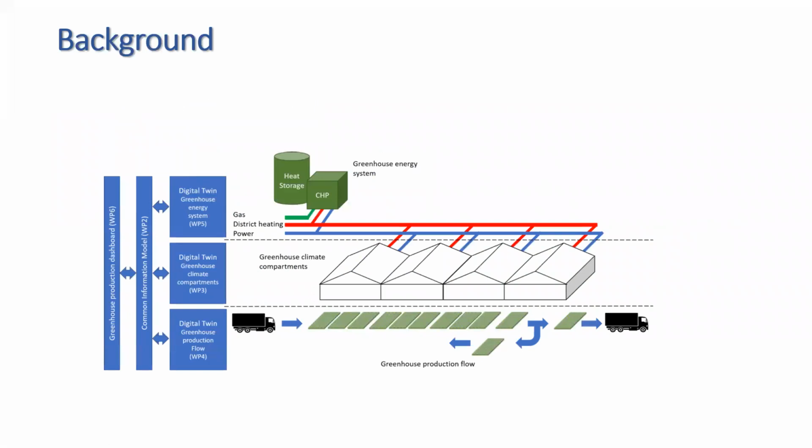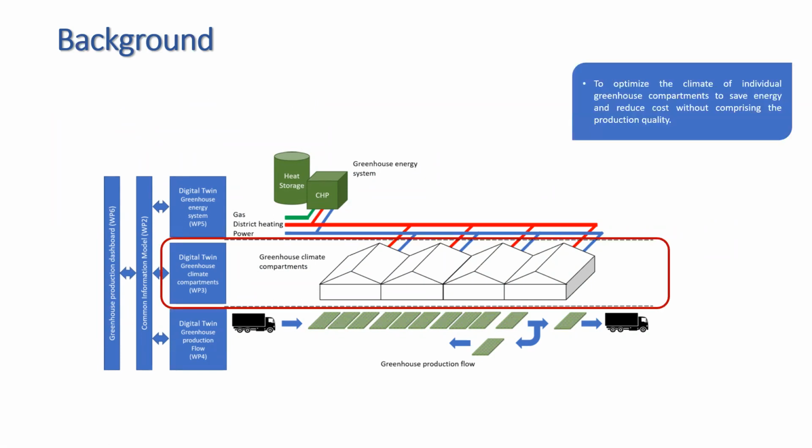First is the background. Just as Daniel just mentioned, this is the overview of the project, and this paper focuses on the work package 3, that is the climate compartments. One of the tasks of this work package is to optimize the climate of individual greenhouse compartments to save energy and reduce the production cost, but without compromising the production quality.